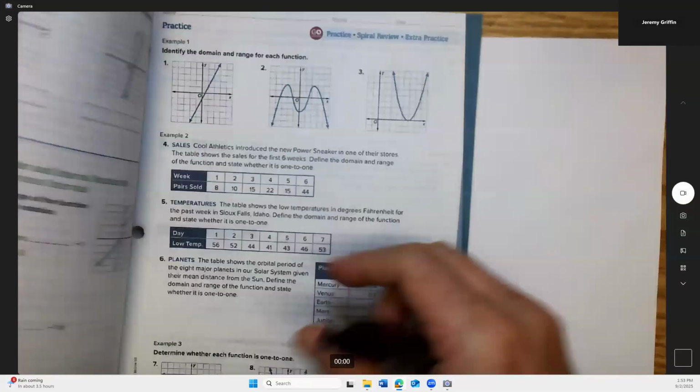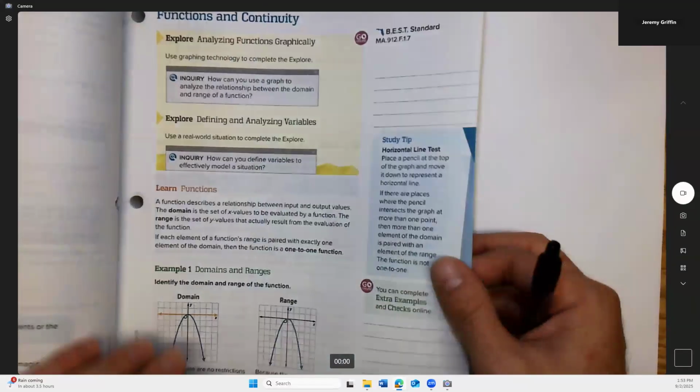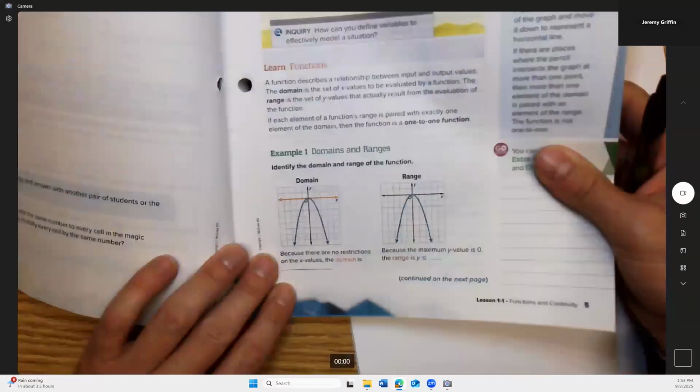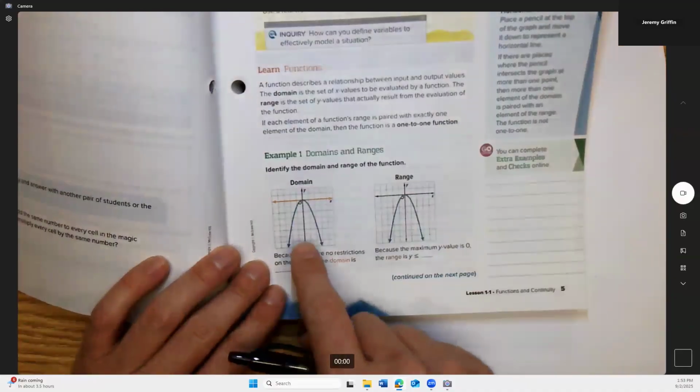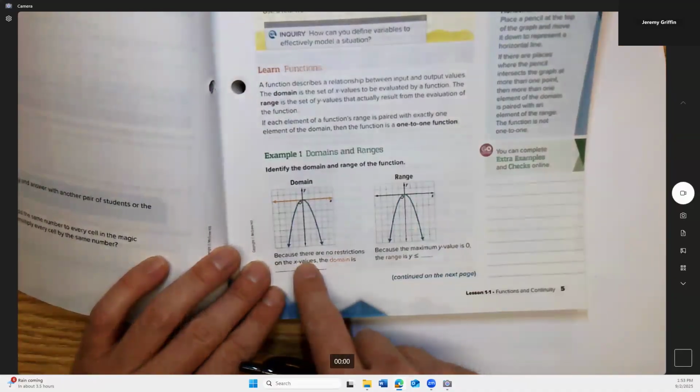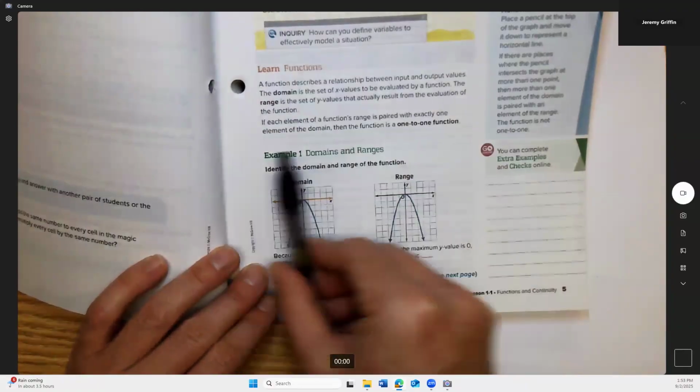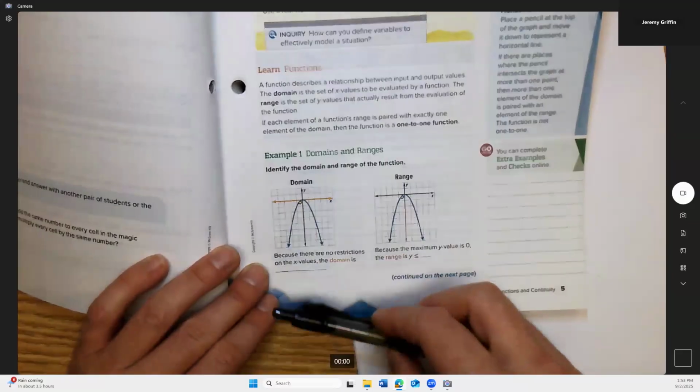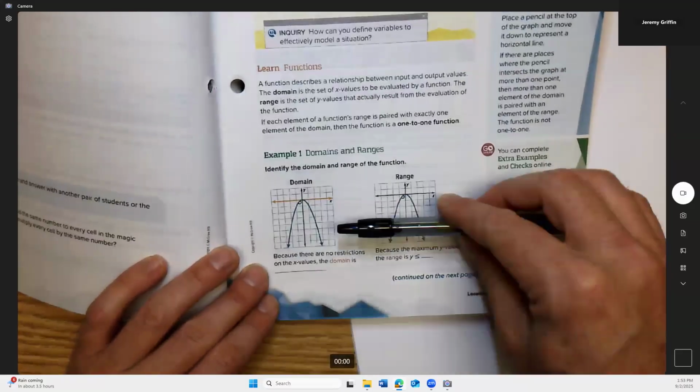What are the main concepts here? The main concepts are domain and range. So let's hit these first before we run into the questions. What's meant by domain? Possible x values. What are the possible values of x? And what does range mean? Possible values of y.